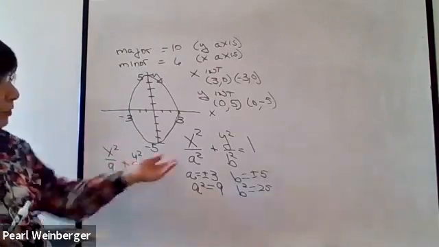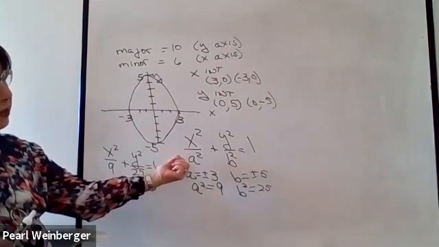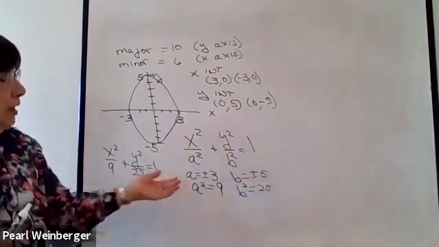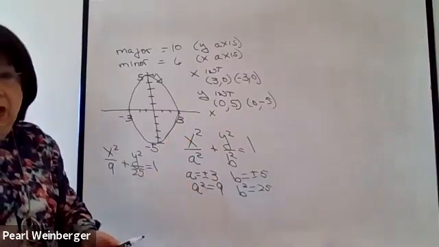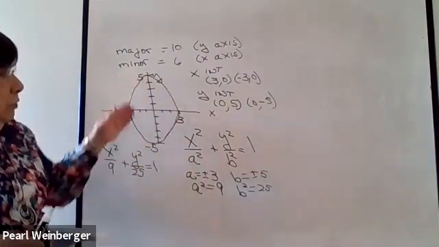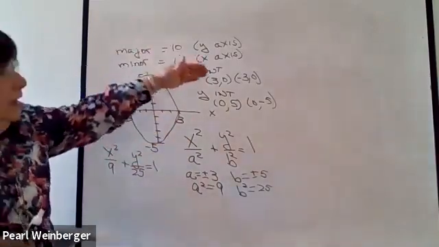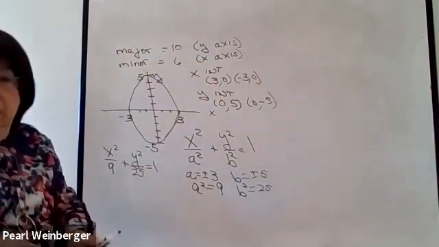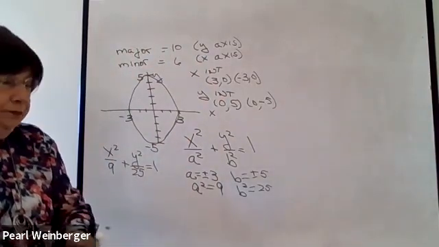And then the a squared is the number that's underneath the x squared. The b squared is the number under the y squared, and they give you the x and the y intercepts. So you can find what the graph looks like. So you can find the x and y intercepts. You can tell what the major and the minor axes are.